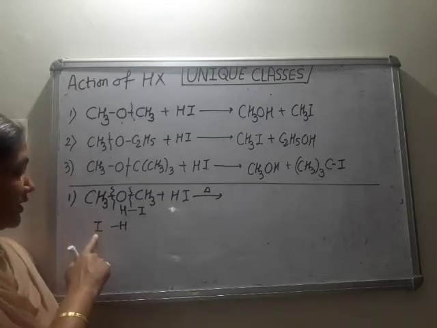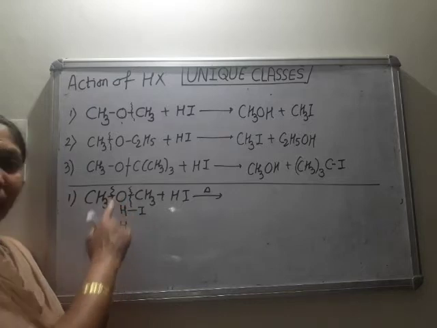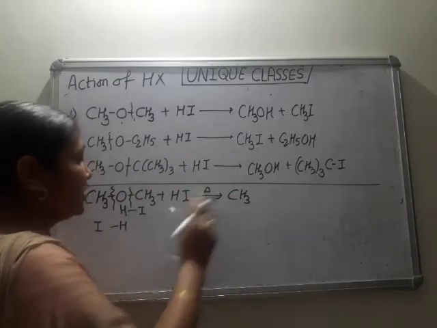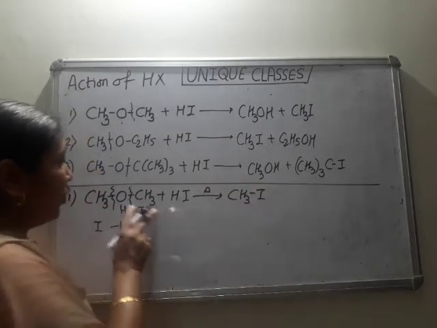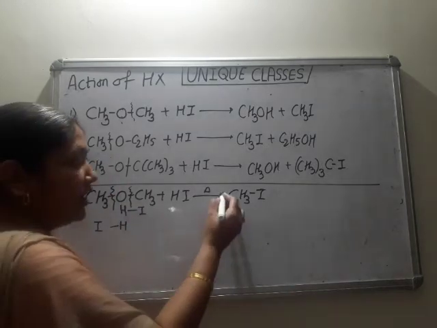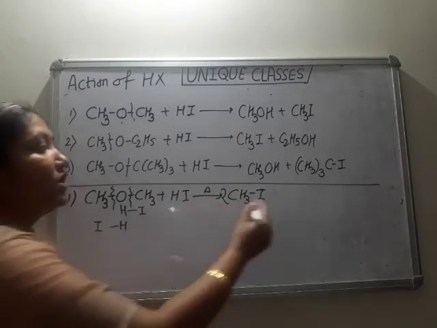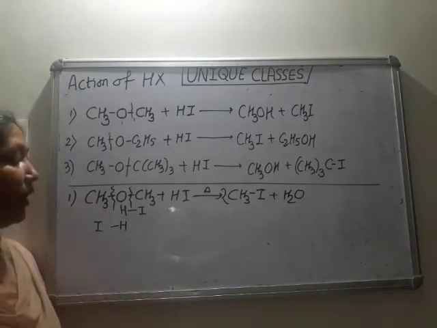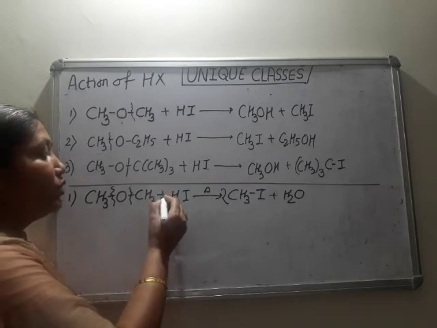So what do we get? CH3I and HO means it is H2O. So we get the product as CH3I. Both alkyl groups are the same, so we get 2 moles of CH3I. So we can write here 2CH3I. And what is the byproduct in this reaction? H2O is the byproduct formed in this reaction. So here we can write 2HI.